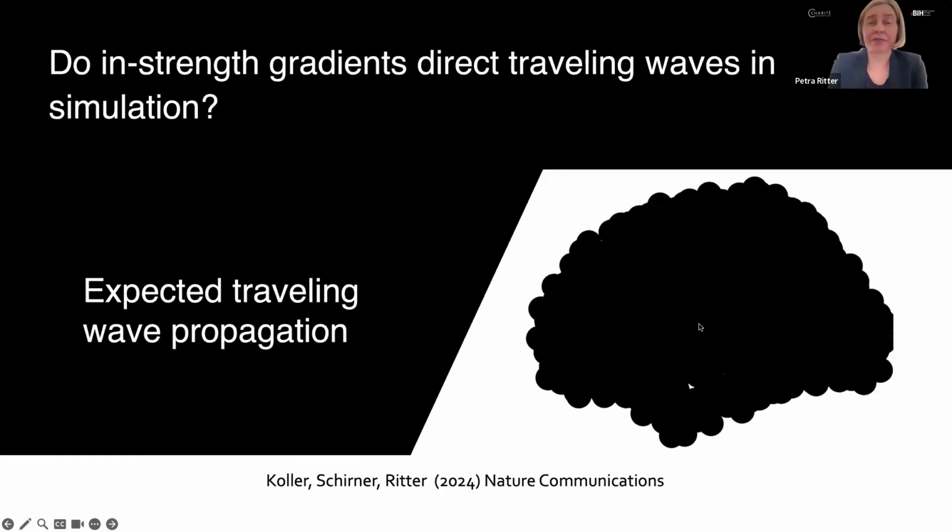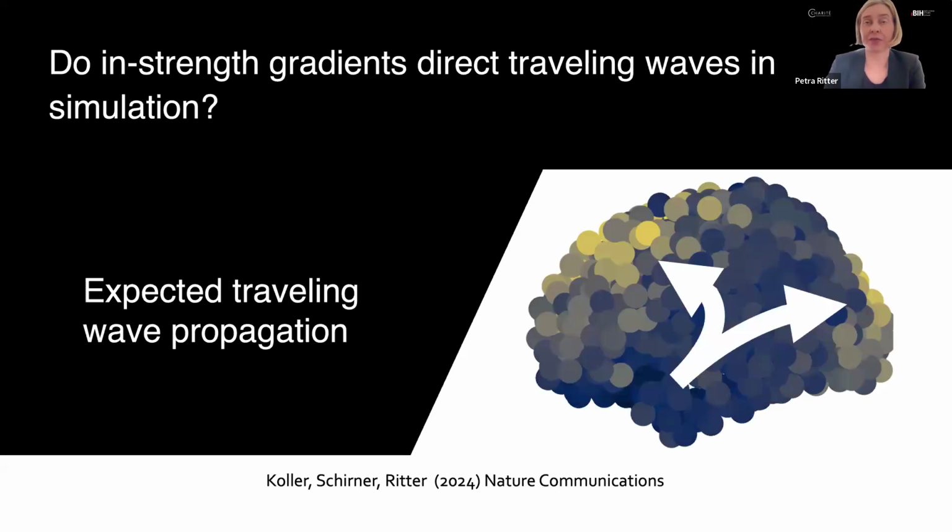So now the question was, if we use such a structural connectome that has these in-strength gradients, would such a structural connectome produce traveling waves? And now we use these connectomes and hypothesize that once we construct a brain network model and simulate it, we would find traveling waves from the temporal regions to the frontal and the occipital regions, so from low in-strength to high in-strength regions.